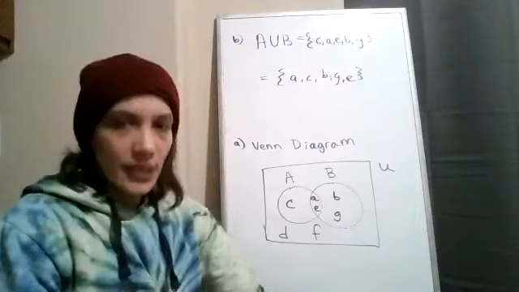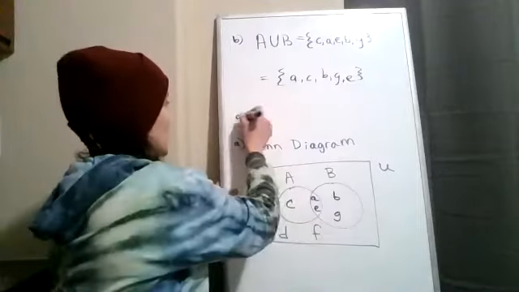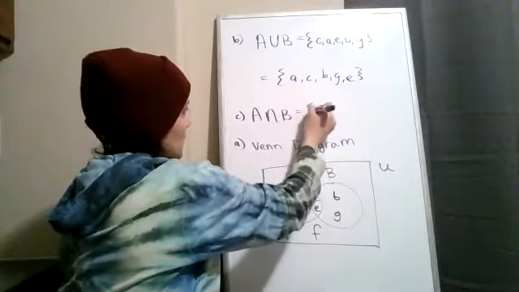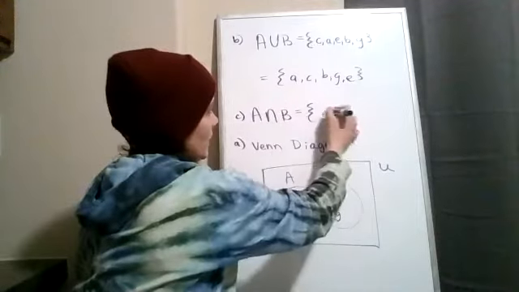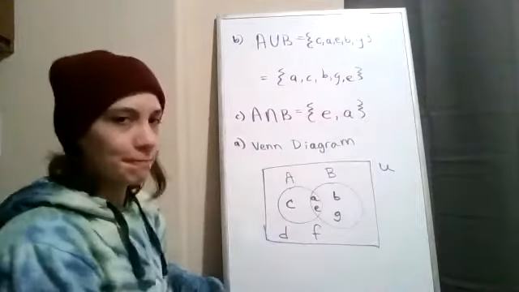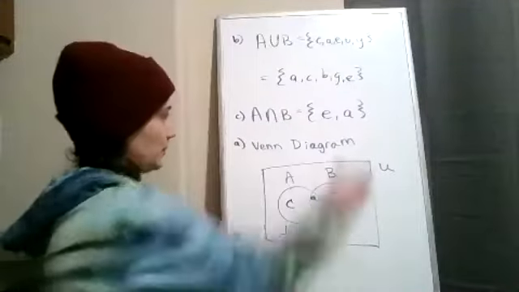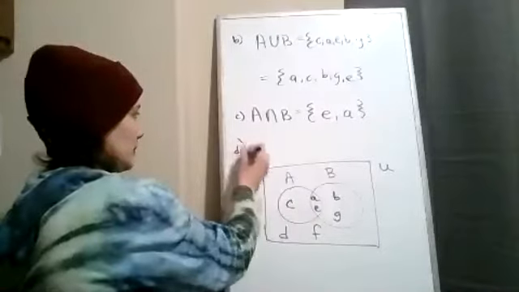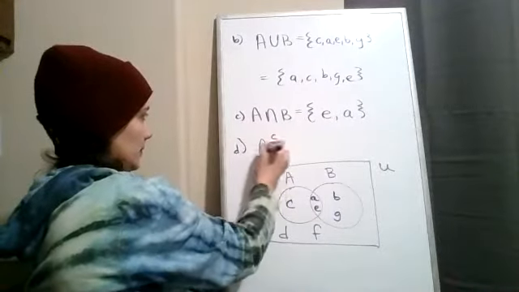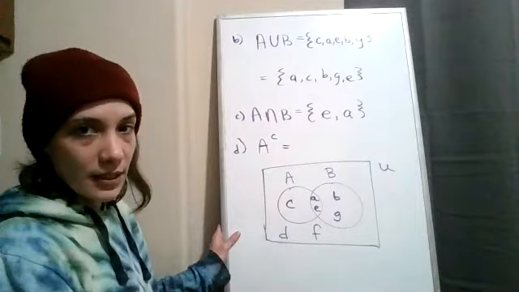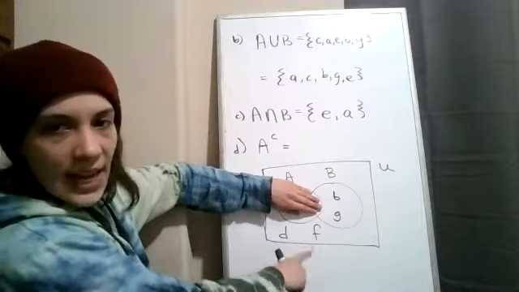Let's do the intersection. You can put E and then you put A. Okay, A complement. Elements that are not in A would be D, F, B, and G.